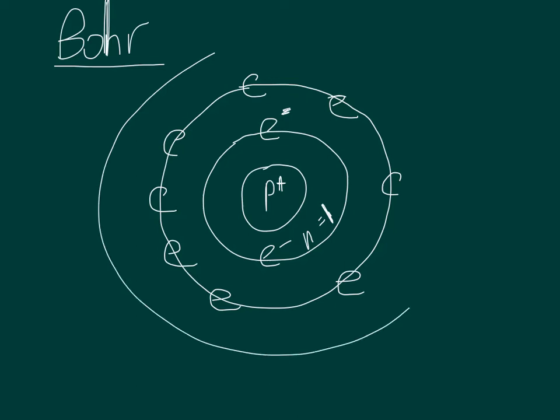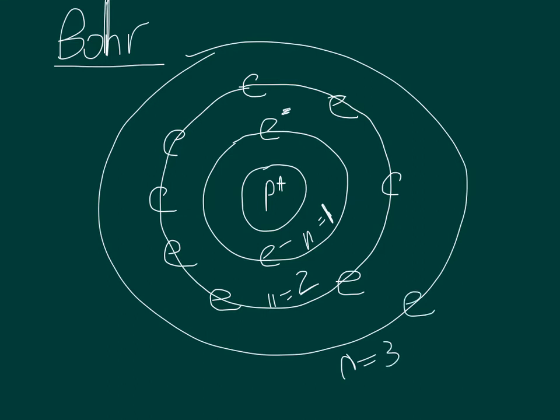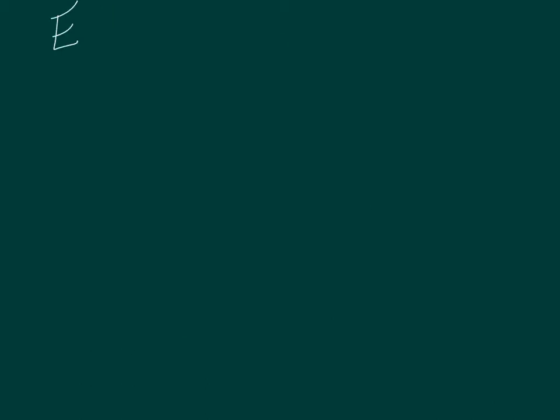The third energy level can hold a total of 18. I'm not going to draw in all of those, but 18 electrons. Let's summarize in a chart: energy level and max number of electrons.